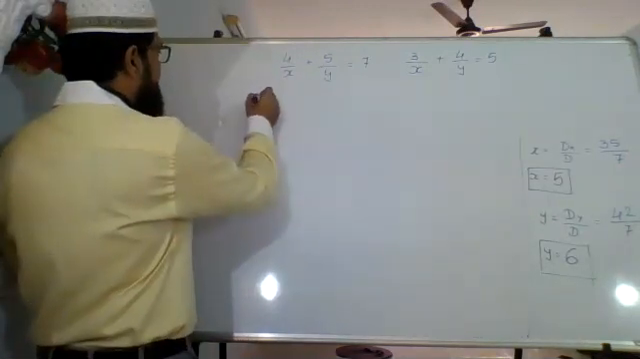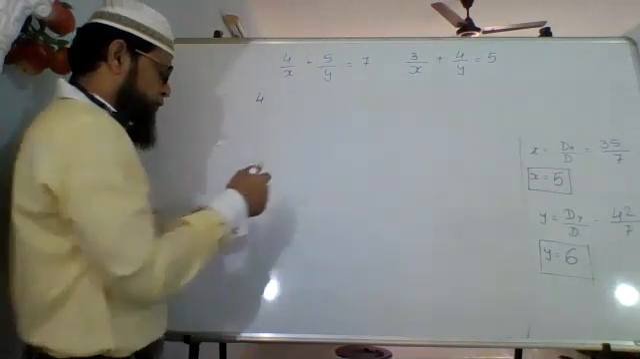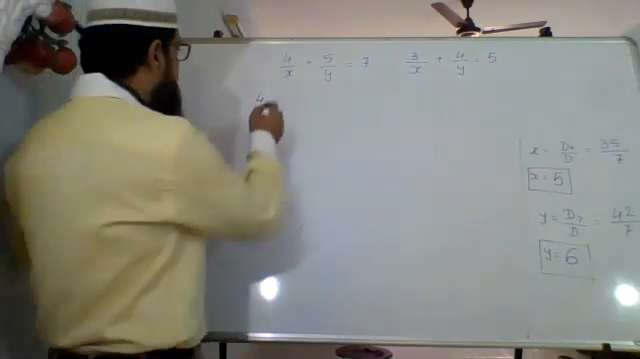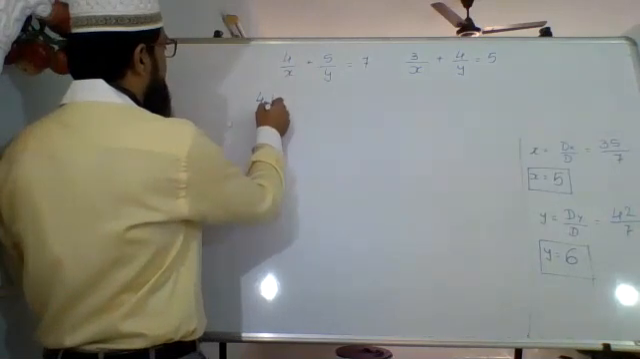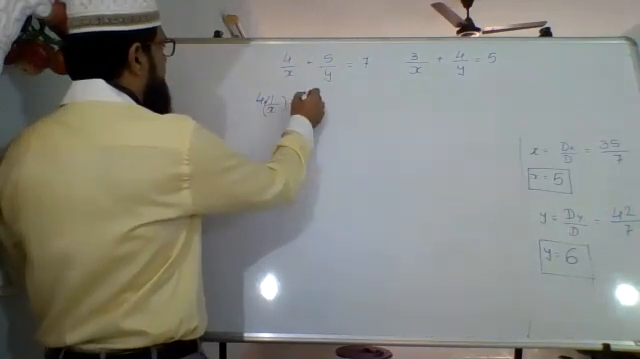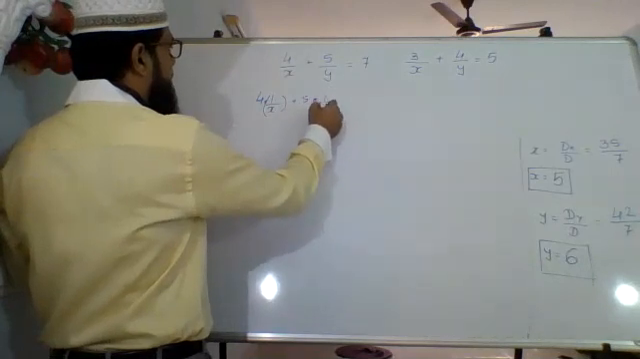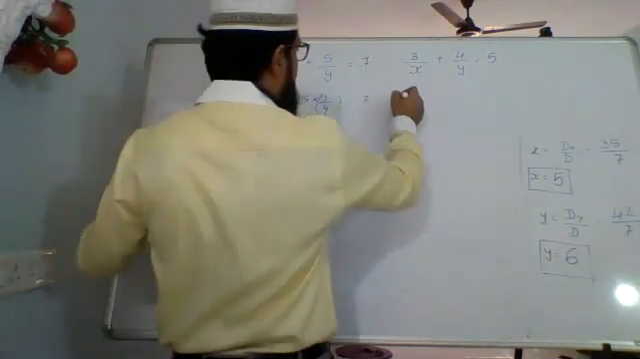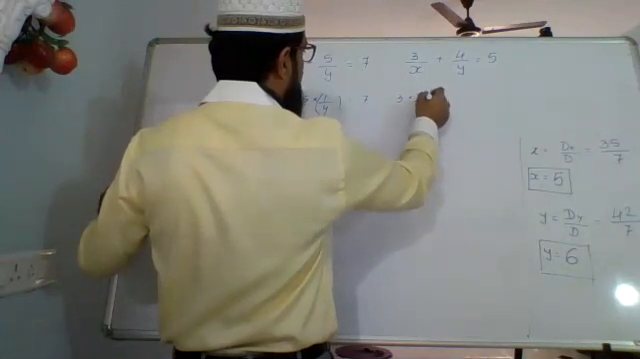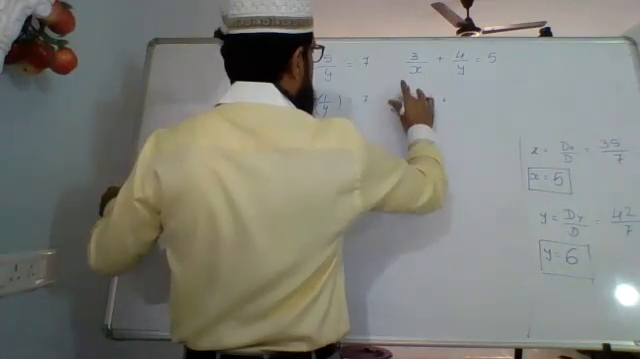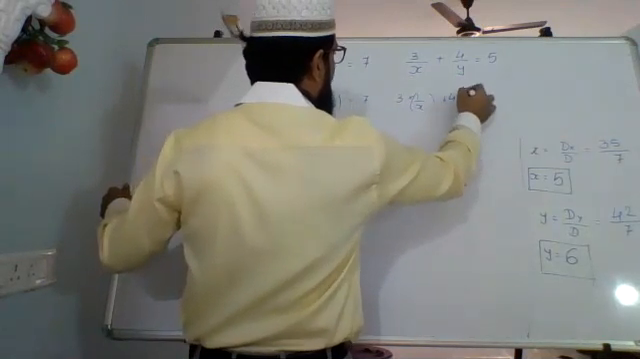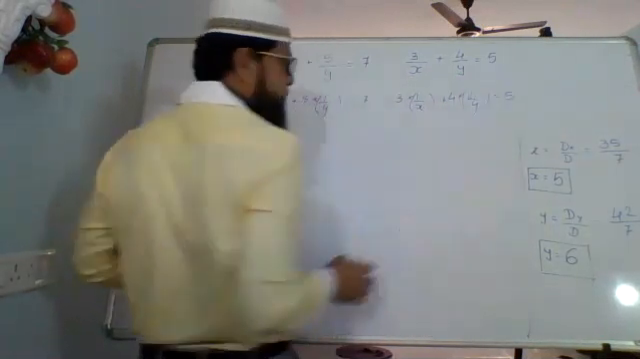See, this first equation I can write as 4 into 1 upon x plus 5 into 1 upon y equals 7. This I can write as 3 into 1 upon x plus 4 into 1 upon y equals 5.